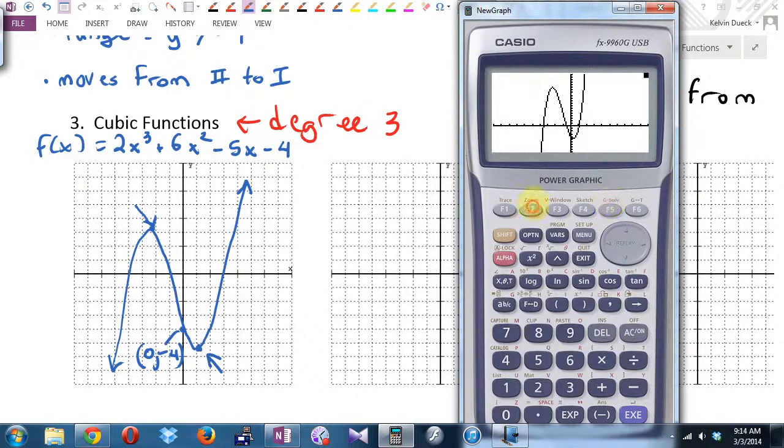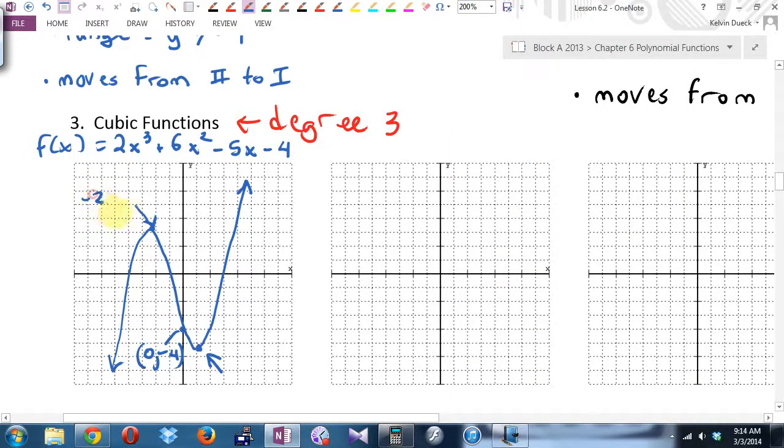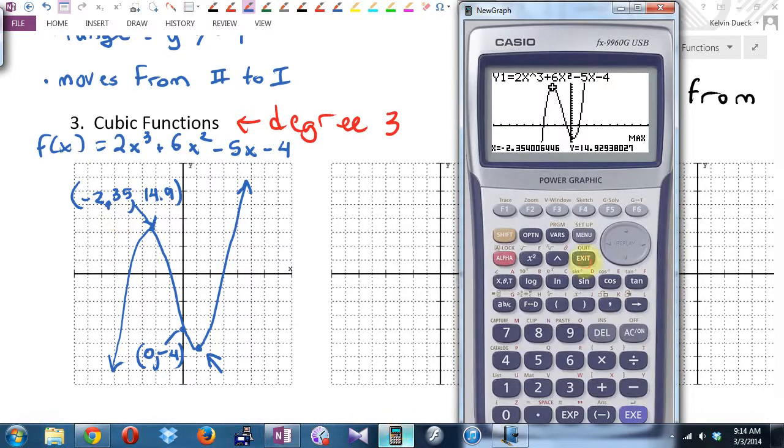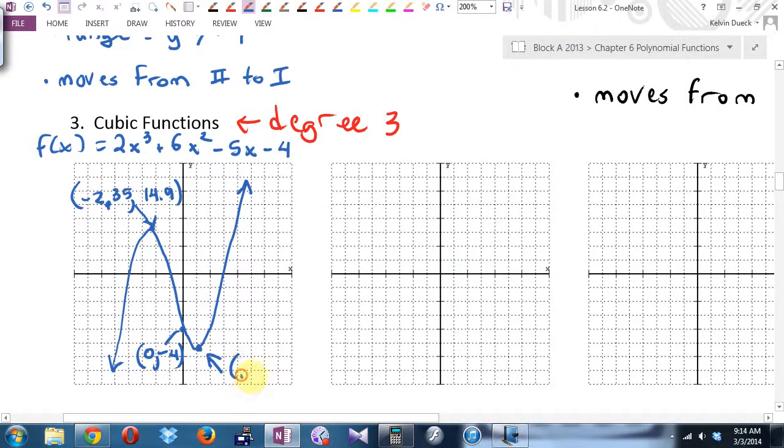G-solve maximum. Because that's a turning point. Yes? I'll go -2.35, comma 14.9. Is that okay? I'll go exit, oh, sorry, G-solve minimum. 0.35, comma -4.9. 0.35, comma -4.9.